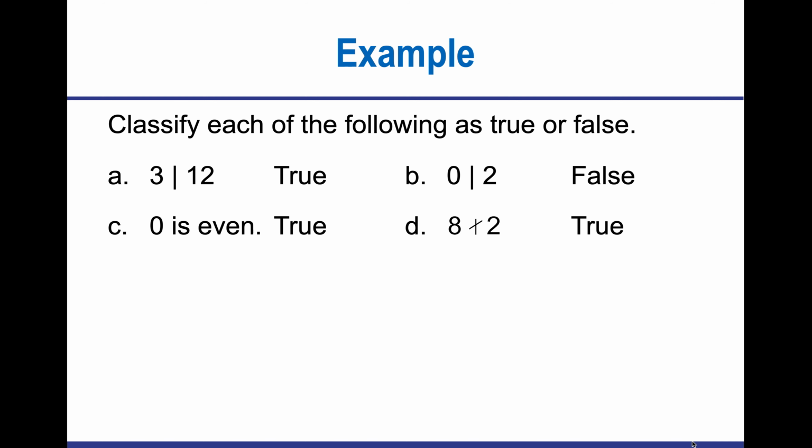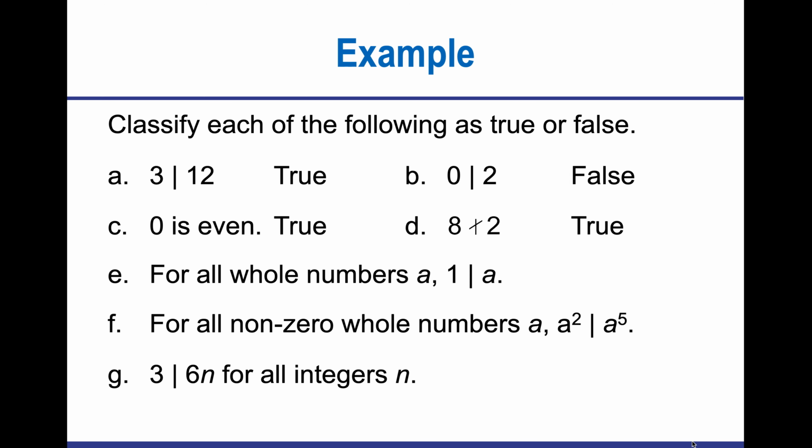Is 8 not divisible by 2, or is 2 divisible by 8? It's true that it's not divisible, because 8 is larger, it cannot go into 2. For all whole numbers, the number A divided by 1 is itself, which is true. For all whole numbers, can A to the 5th be divided by A squared? True. The top exponent has to be smaller.